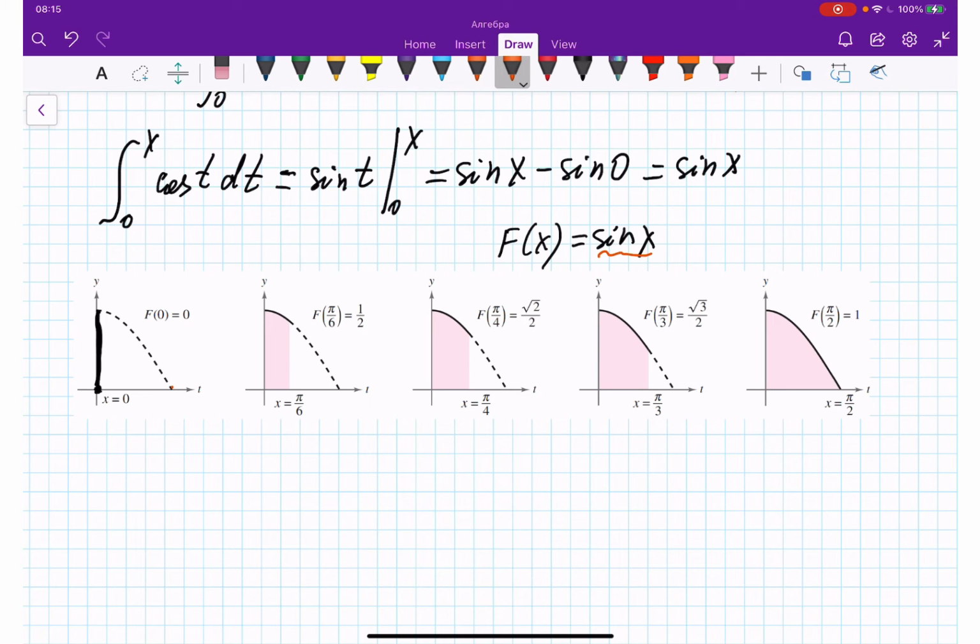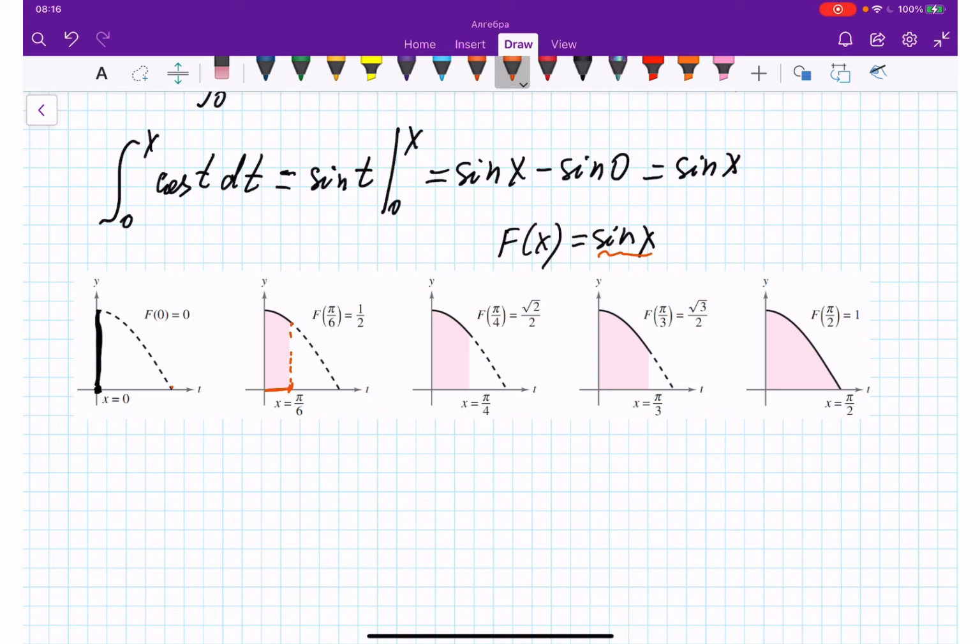Next, x is equal to pi over 6. To find the value of pi over 6, we take 3.14 and divide by 6, and we get 0.523. So it's going to be this piece. And the vertical line at x equal to pi over 6 represents the value of sine, which equals 1/2. That's why this is shaded.